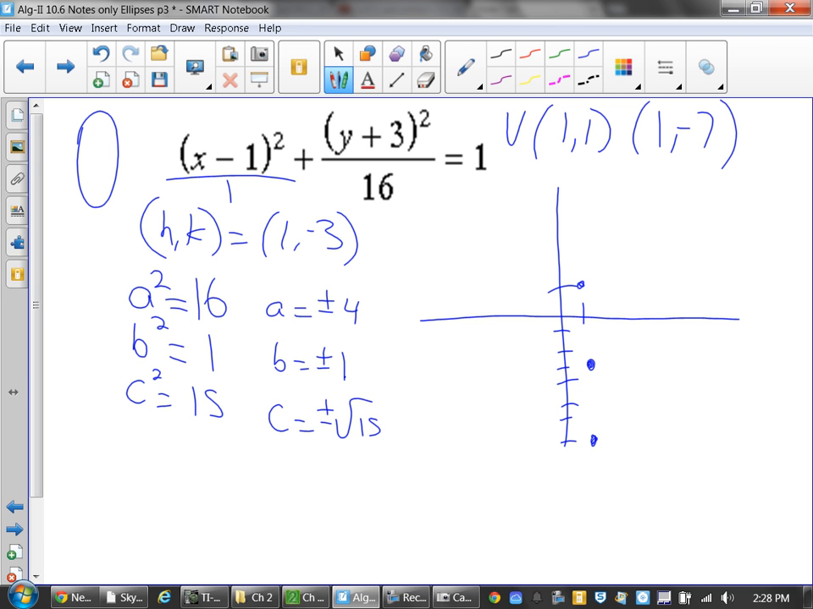See how I'm listing everything, just like we did before? Co-vertices are your B value. So the co-vertices, I'm moving to the right one and the left one. So now I'm at 2, -3, and 0, -3.